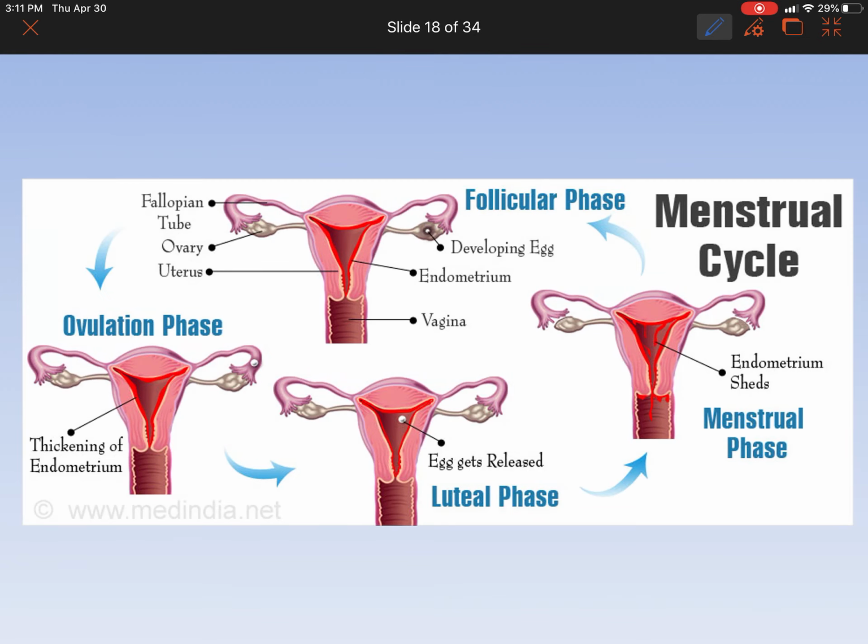So this is a good diagram of the menstrual cycle. Here, this is where we start in the ovulation phase. So thickening of the endometrium. This would be the lining here, which is called the endometrium. So the egg gets released. The egg came from one of the ovaries, doesn't matter which one. Typically for most people, they alternate each month.